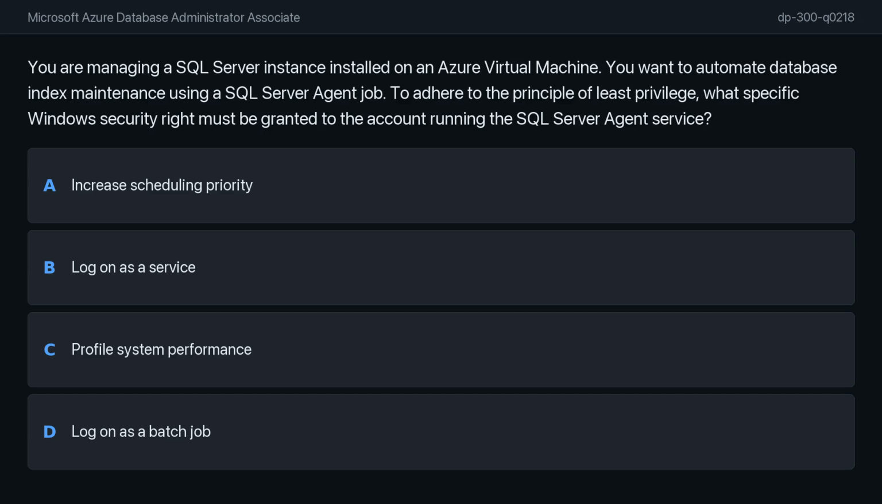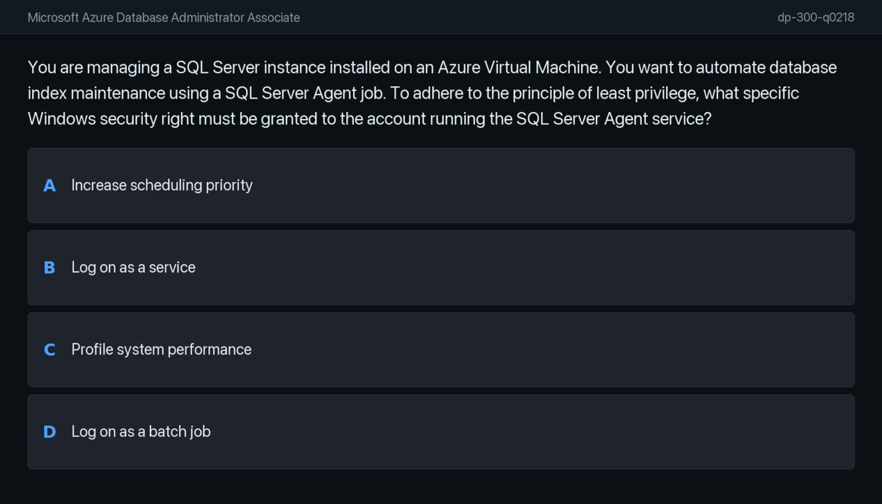You are managing a SQL Server instance installed on an Azure Virtual Machine. You want to automate database index maintenance using a SQL Server Agent job. To adhere to the principle of least privilege, what specific Windows security right must be granted to the account running the SQL Server Agent service?